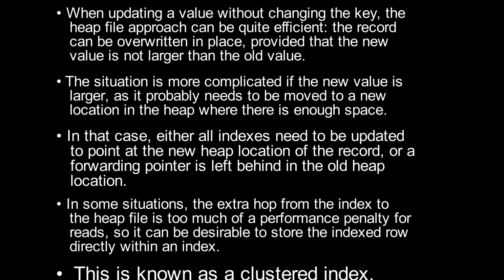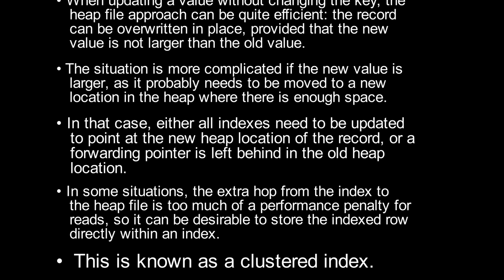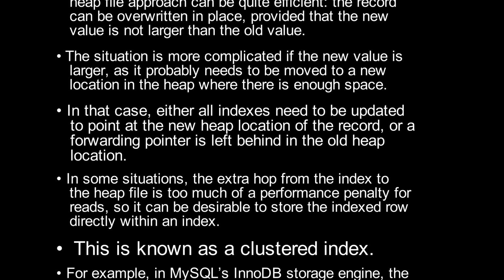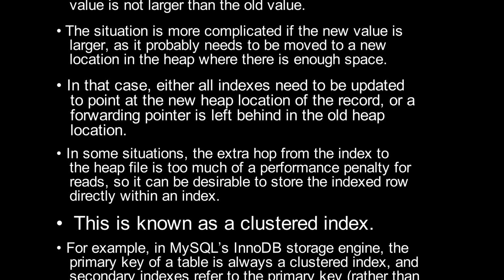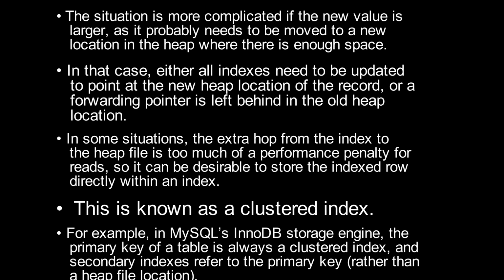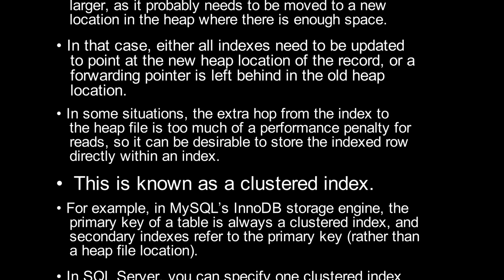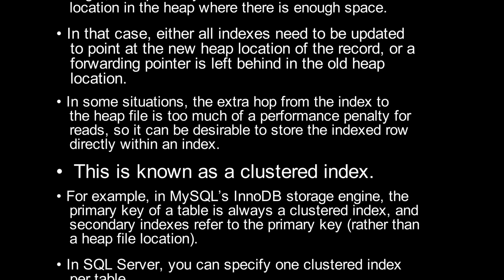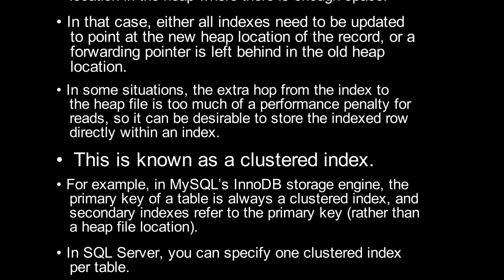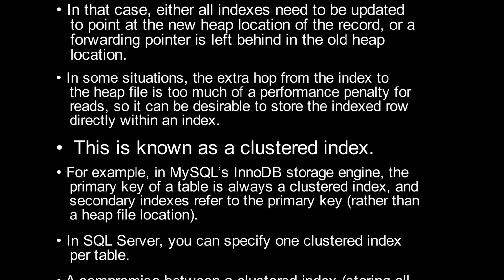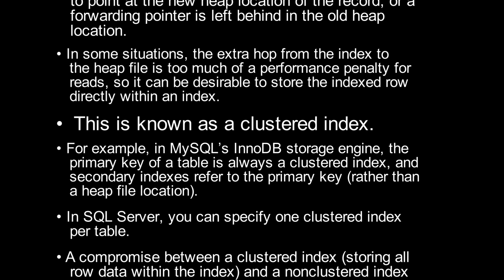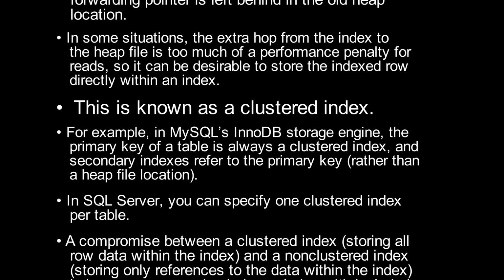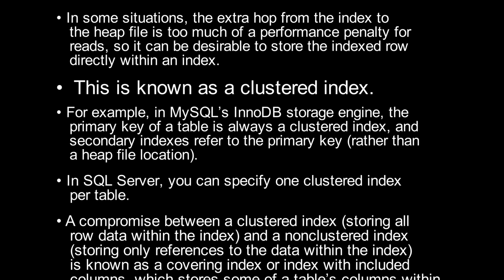In some situations, the extra hop from the index to the heap file is too much of a performance penalty for reads, so it can be desirable to store the indexed row directly within an index. This is known as a clustered index. For example, in MySQL's InnoDB storage engine, the primary key of a table is always a clustered index, and secondary indexes refer to the primary key rather than a heap file location. In SQL Server, you can specify one clustered index per table.